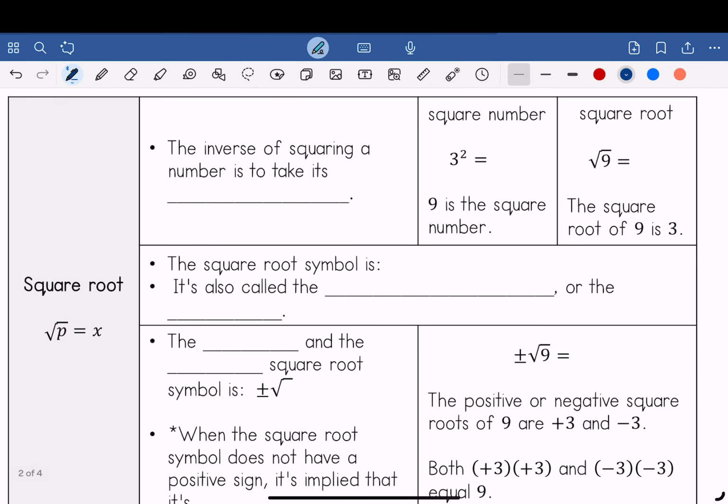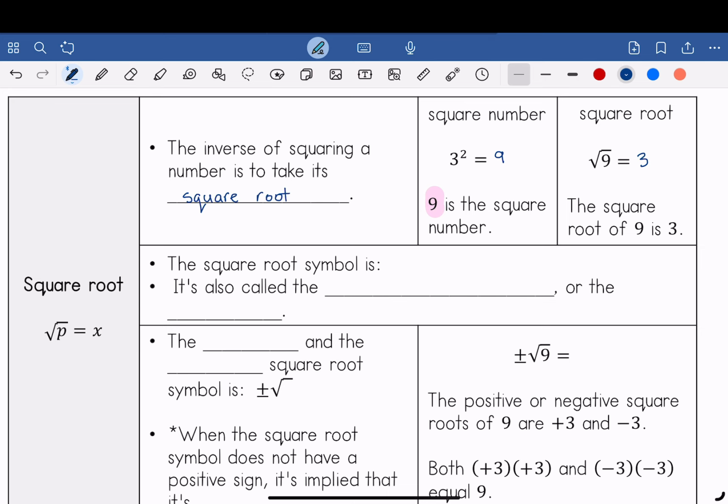So what is the square root of a number? The inverse of squaring a number is to take its square root. So the square number 3 to the power of 2 is equal to 9. 9 is the square number. The square root of 9 is 3. It's the inverse operation.